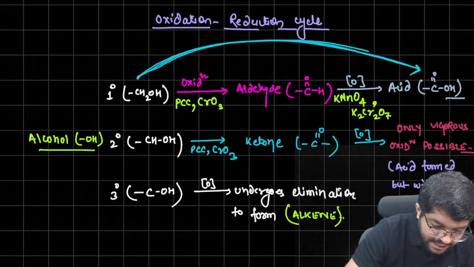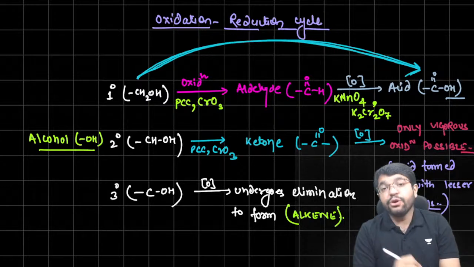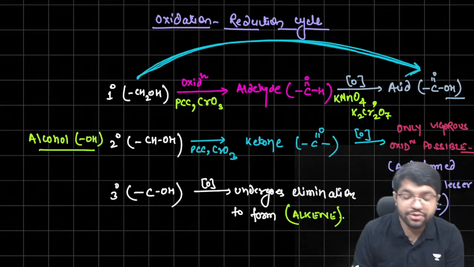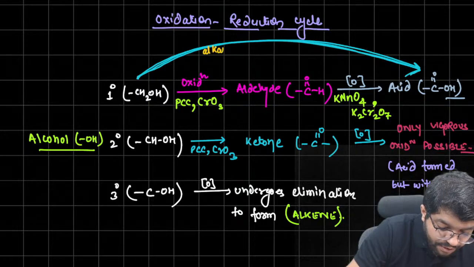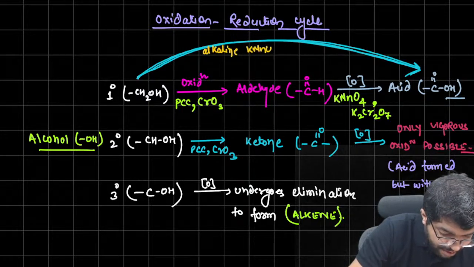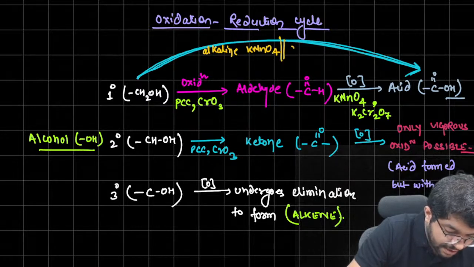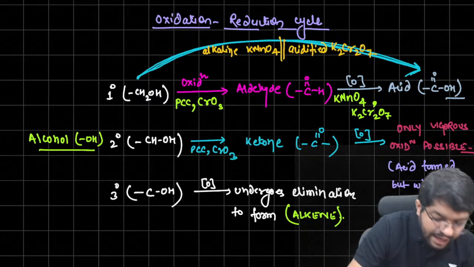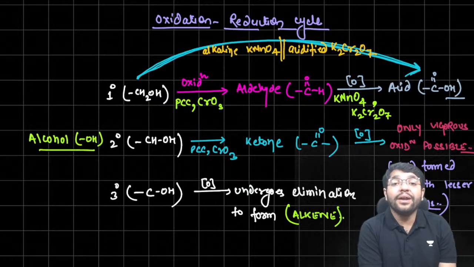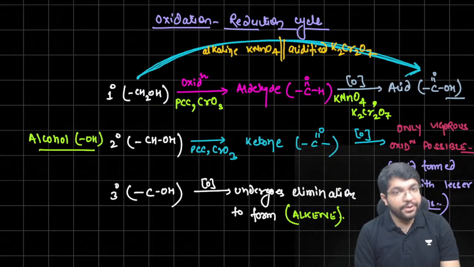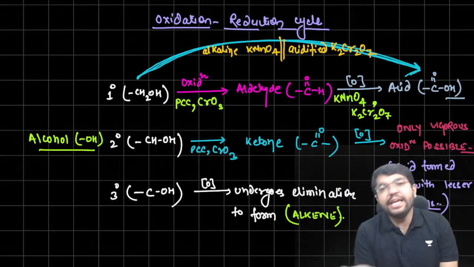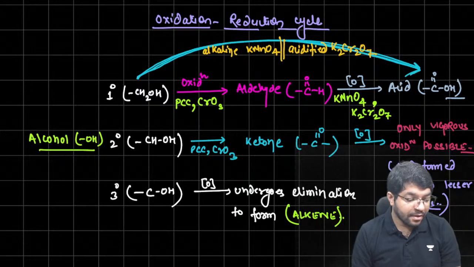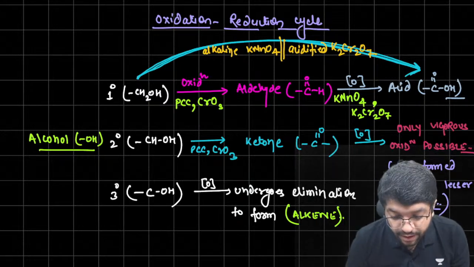alcohol to acid directly, quickly, any input from you. Alcohol to acid directly by using those same reagents, which is called alkaline KMnO4 or acidified K2Cr2O7 or Na2Cr2O7, dichromates or permanganates. This is very important. My alcohol could go directly to acid. Very, very important. Anurag, hi, good morning.